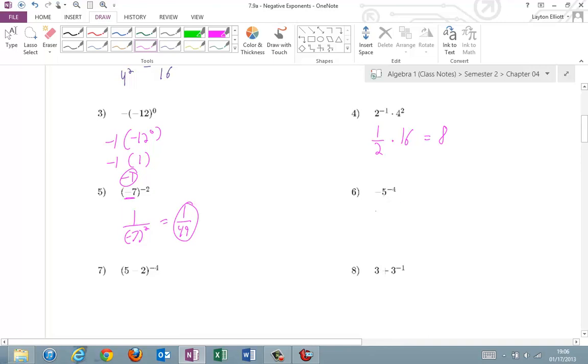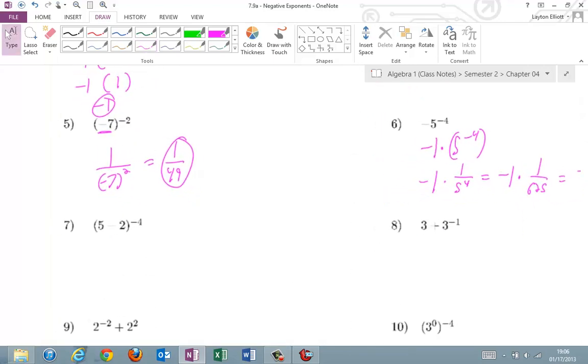Negative 5 to the negative 4 is the same thing as negative 1 times 5 to the negative 4. That 5 to the negative 4 is going to flip and go to the denominator and become negative 1 times 1 over 5 to the 4th, which is the same thing as negative 1 times 1 over 625, or negative 1 over 625.